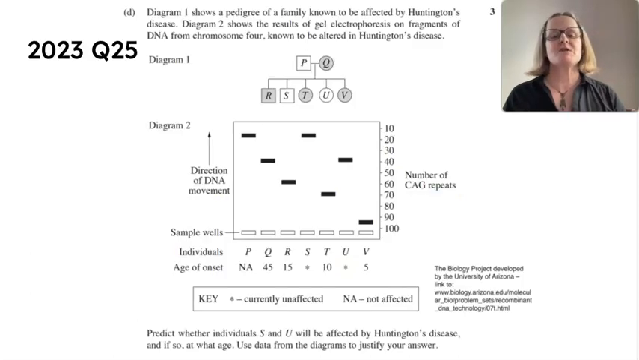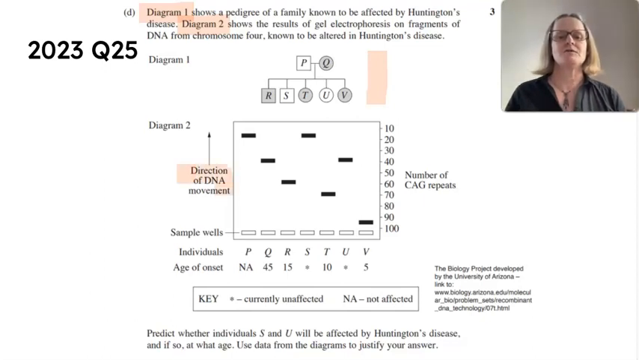Now the last bit of this question takes us into module 6. We've got a gel here. There's more stimulus to read. Don't get tired. Let's read it. So diagram 1 shows a pedigree of a family. So here's diagram 1, the pedigree of a family. And diagram 2 shows the results of gel electrophoresis on fragments of DNA from chromosome 4, which is known to be altered in Huntington's disease. So let's have a look.